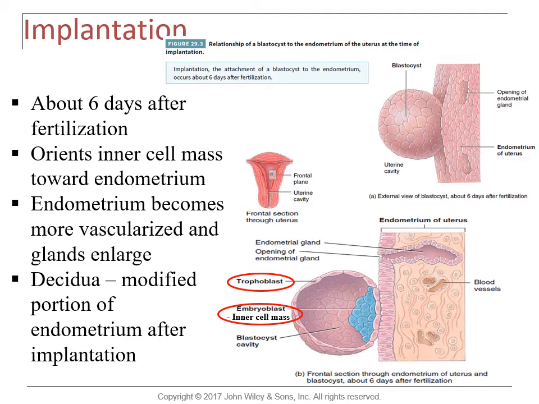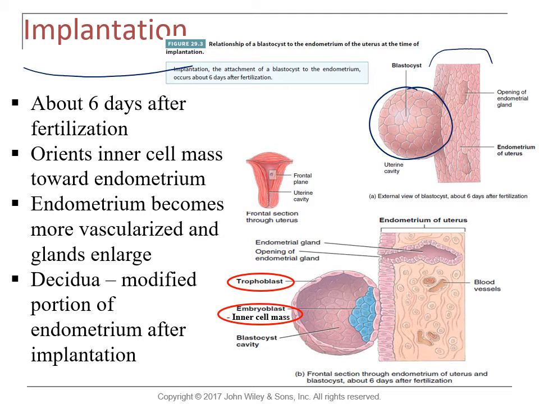So here, as we can see in this figure, we have the endometrium of the uterus, and then here we have the blastocyst, and we can see how the blastocyst loosely attaches to the endometrium, and this is called implantation. As the blastocyst implants, usually in either the posterior portion of the fundus or the body of the uterus, it orients with the inner cell mass towards the endometrium.